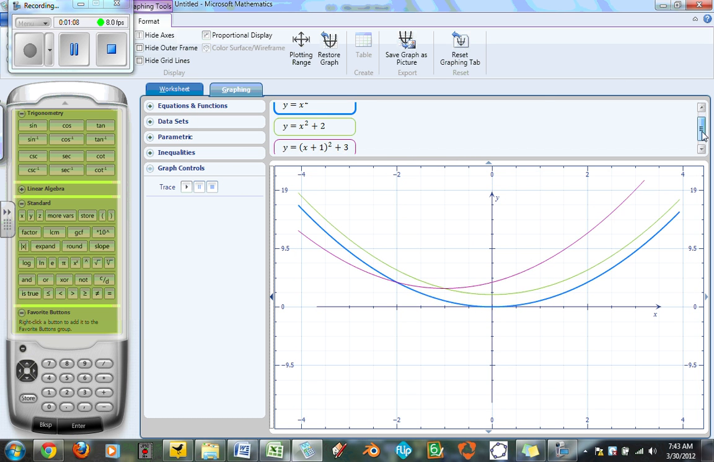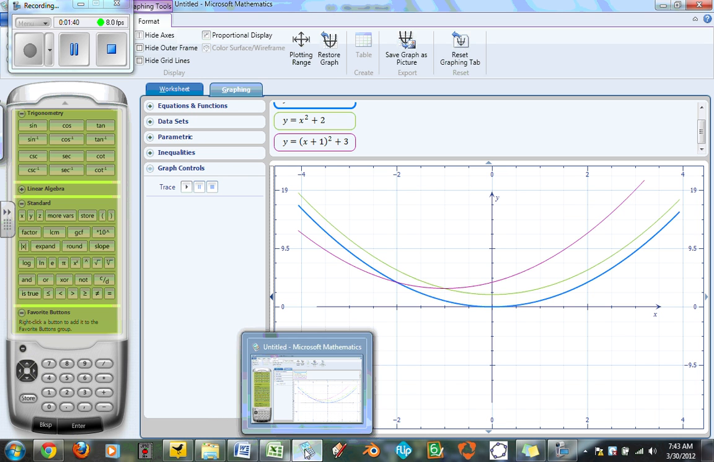And then this pink graph says y equals x plus 1 squared plus 3. Well, since it's inside the parentheses, it means it's going to move the vertex left 1 and then up 3. My scale is in halves. So left 1 and then up 3. So that is my pink graph right there. That's where the vertex is now, and that's why it's shifted over to the left. So that's something that you've seen before.